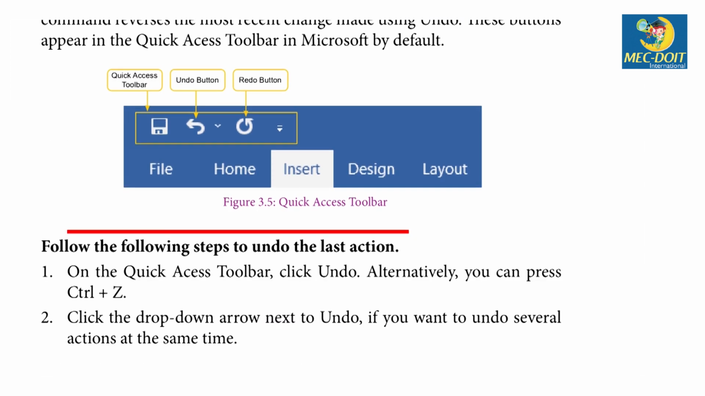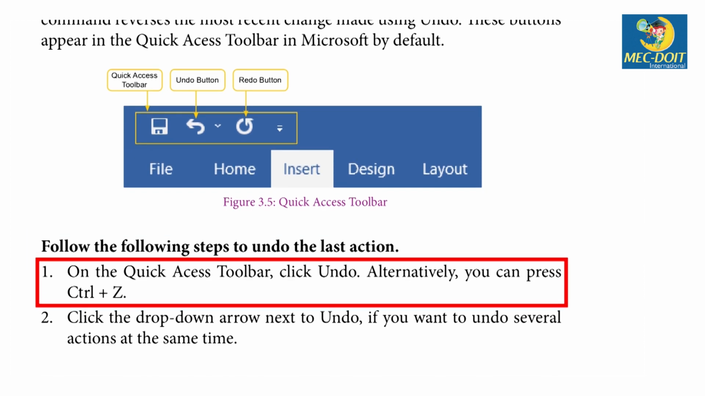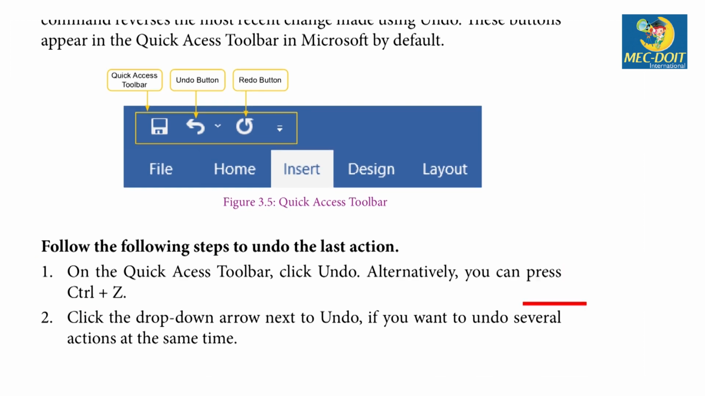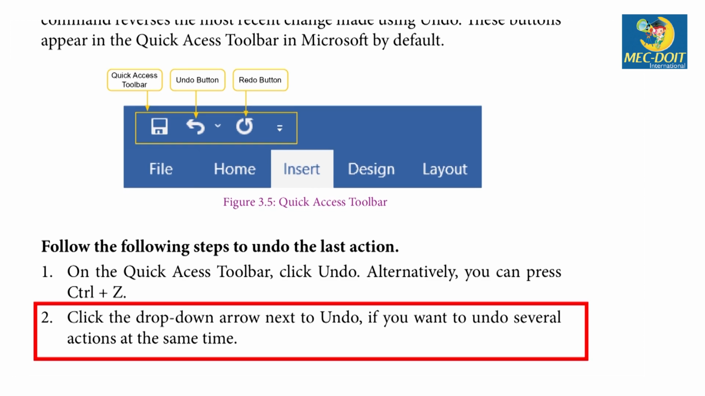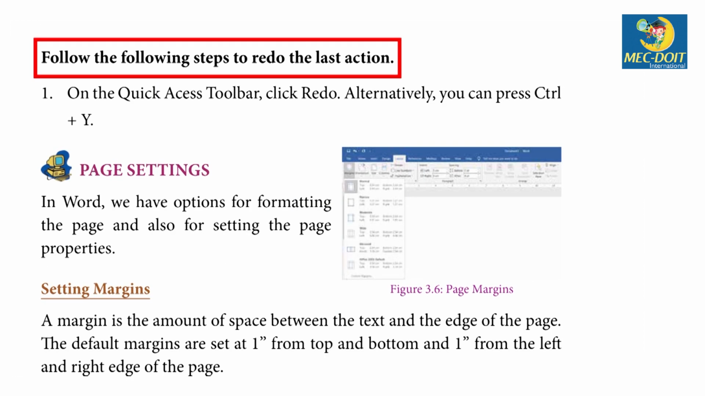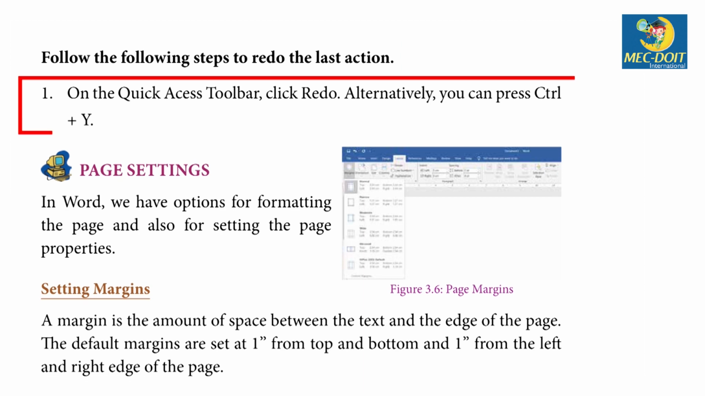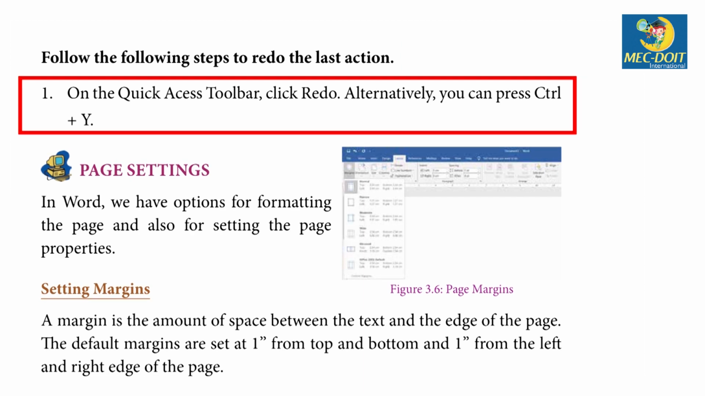Follow the following steps to undo the last action. 1. On the Quick Access toolbar, click Undo. Alternatively, you can press Ctrl Z. 2. Click the drop-down arrow next to Undo if you want to undo several actions at the same time. Follow the following step to redo the last action. 1. On the Quick Access toolbar, click Redo. Alternatively, you can press Ctrl Y.